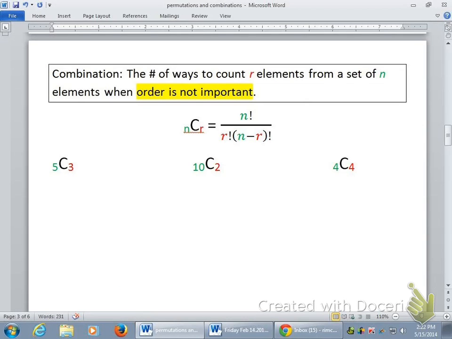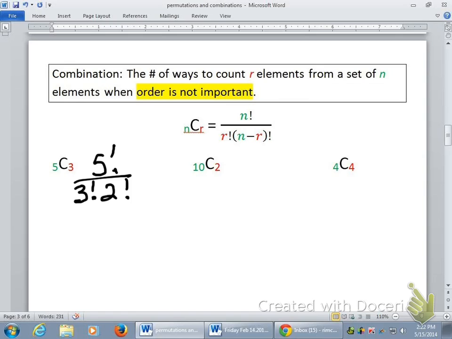So without talking about why order is not important, just how to use the formula, 5 choose 3 would look like 5 factorial divided by what? 3 factorial, and then 5 minus 3 is 2 factorial. Do you notice the difference? You have 2 things in the denominator. So you have an extra divisor. So what's going to happen to our numbers? They're going to be smaller if you're dividing by an extra number, right? So all of these answers should be smaller.